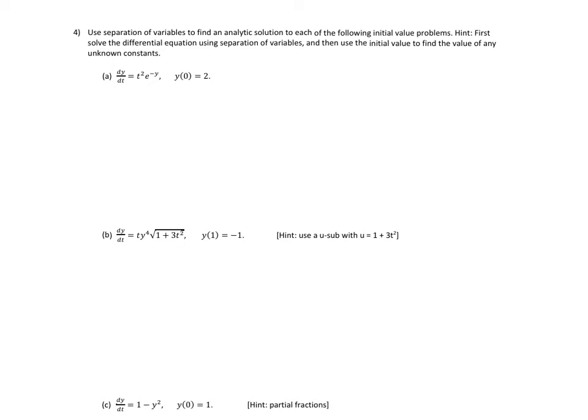Use separation of variables to find an analytic solution to each of the following initial value problems. So the hint is first solve using separation of variables, then use the initial value. Okay, so this is separable. I can get my e to the y onto the other side. This would become, it's like I'm dividing both sides by e to the negative y. So you have 1 over e to the negative y dy equals t squared dt. But 1 over e to the negative y is the same thing as e to the positive y.